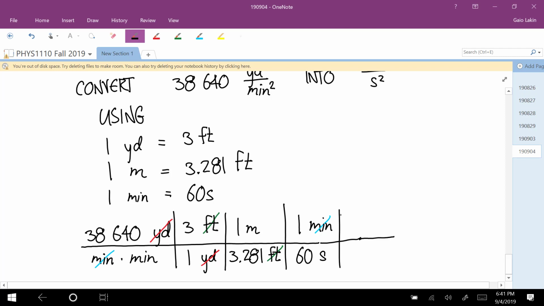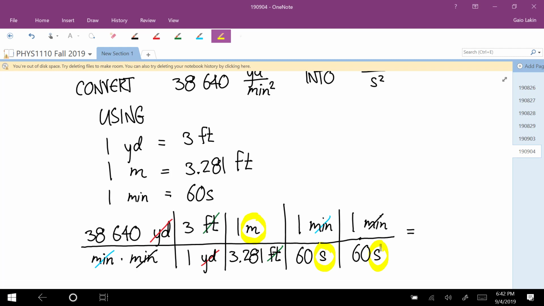But if you look at just the things that aren't canceled yet, one of our time units is still minutes. We don't want that. So we have to go through this one more time. So we'll multiply again by 1 minute over 60 seconds. And that cancels this and this minute. And finally, we have units of meters per second squared. And then you just have to multiply it all out.